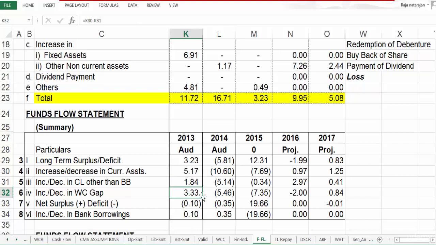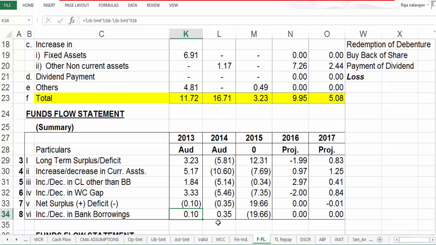It means the balance 3.33 still requires funding, in current assets. Who is going to fund this? It is going to be funded by this long-term surplus. Long-term surplus is 3.23. The requirement for your working capital, current asset minus current liability, is 3.33. So this entire 3.23 will be used here. So still there is a shortage. There is a net deficit. How much? 0.1. And this net deficit is funded from increase in bank borrowings.